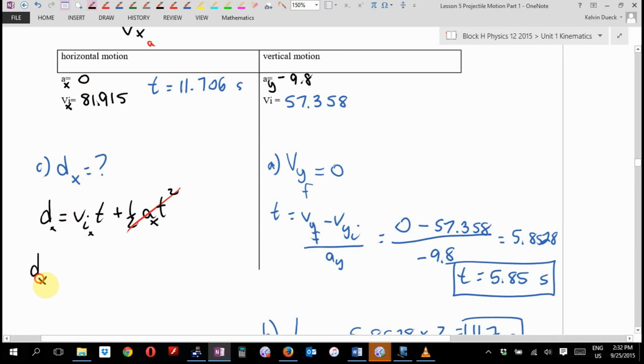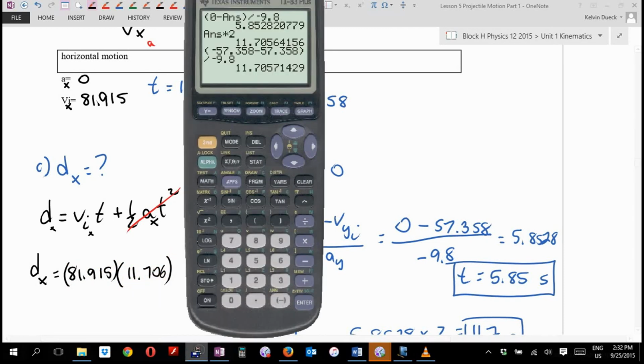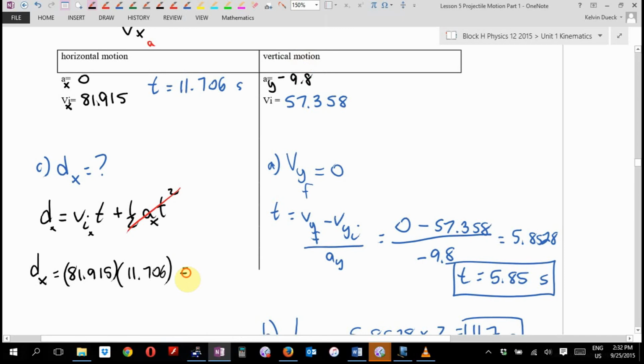The range is going to be 81.915 times 11.706, or you can use your answer button. 81.915 times, oh, that would have been a problem, forgot the decimal. 81.915 times that. I've rounded off, so my decimals over here will be different, but I think we all get 959 to 3 sig figs, yes? No matter how we round it. Units, meters, final answer, put a box around it.